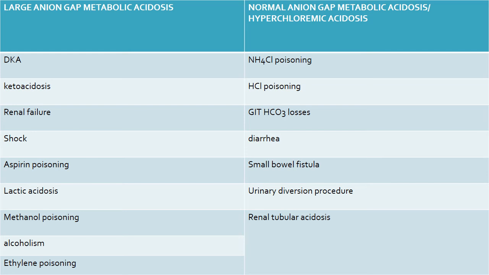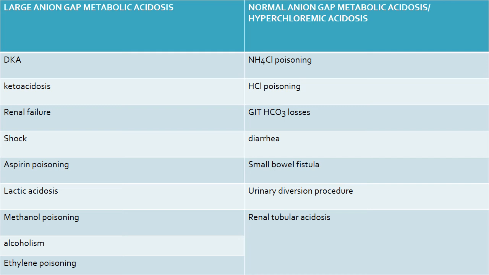Here you can see that large anion gap metabolic acidosis has causes like DKA, ketoacidosis, renal failure, shock, aspirin poisoning, lactic acidosis, methanol poisoning, alcoholism, and ethylene glycol poisoning. All of these come under large anion gap metabolic acidosis.